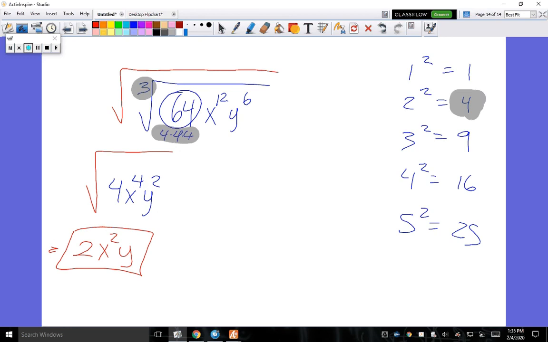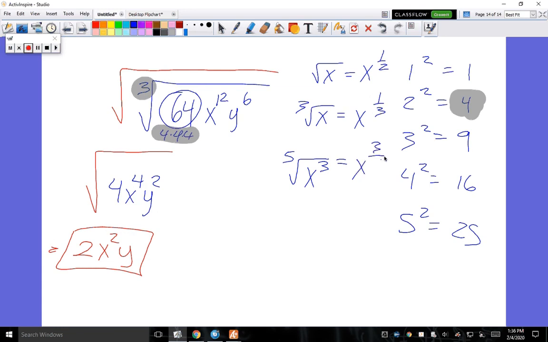Okay, so look, check this out. The square root of x, please write this in your notes, thank you Anika, is the same as x to the 1/2. The cube root of x is the same as x to the 1/3. Let's say that I had something like the 5th root of x cubed. That would be written as x to the 3/5.